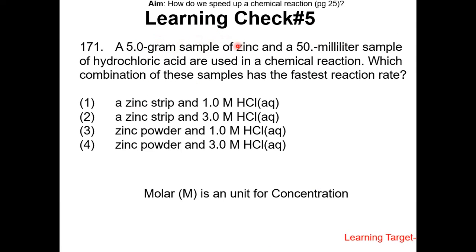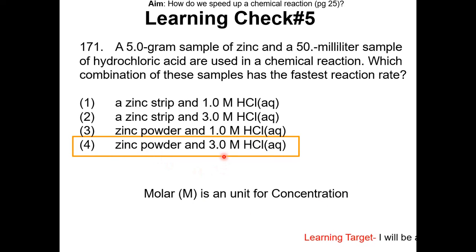Learning check number 5. A 5-gram sample of zinc and a 50 milliliter sample of hydrochloric acid are used in a chemical reaction. Which combination of these samples have the fastest reaction rate? Pause the video and resume as completed. The answer is choice 4 because zinc powder has the most surface area and 3 molar is the highest concentration.